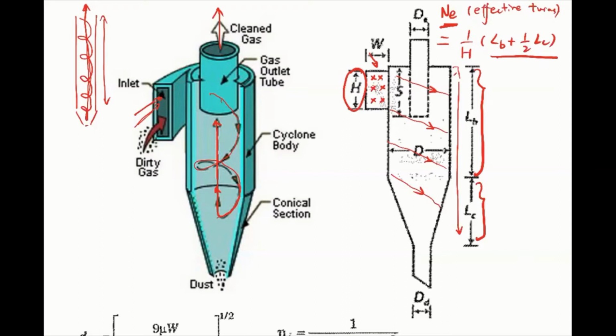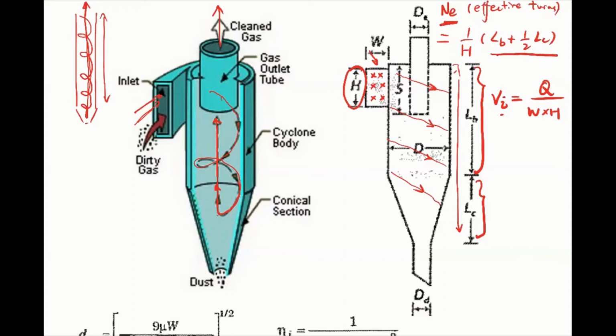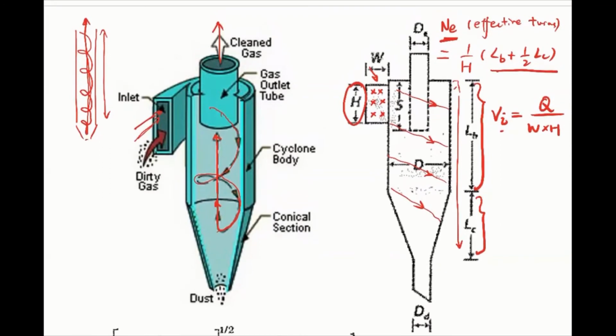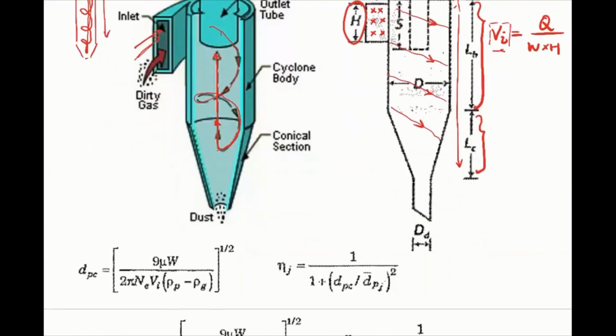So this velocity, people use Vi, basically meaning the inlet velocity, can be calculated by just the flow rate divided by the cross-section area of the inlet. So it's just Q divided by H multiplied by W, right? This makes sense. The flow rate divided by the cross-section area is the velocity, which is the inlet velocity. So with these parameters, we can try to solve for the collection efficiency of the cyclone. This is the equation that people come up with.